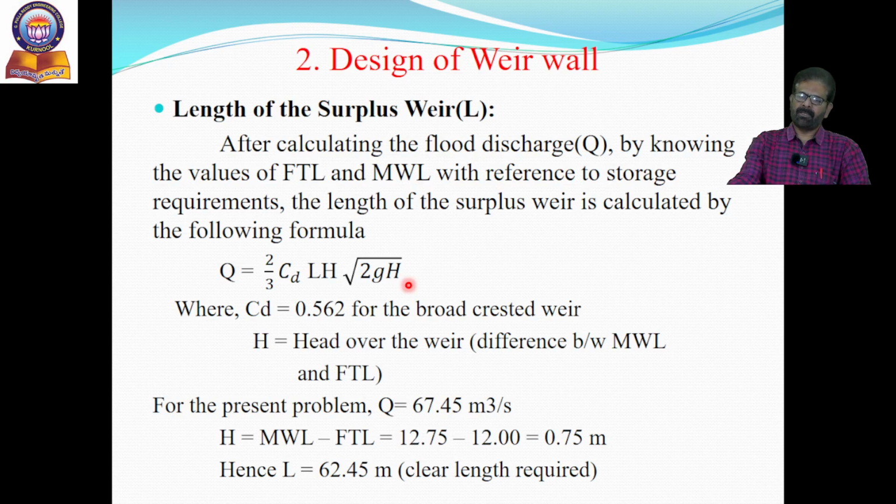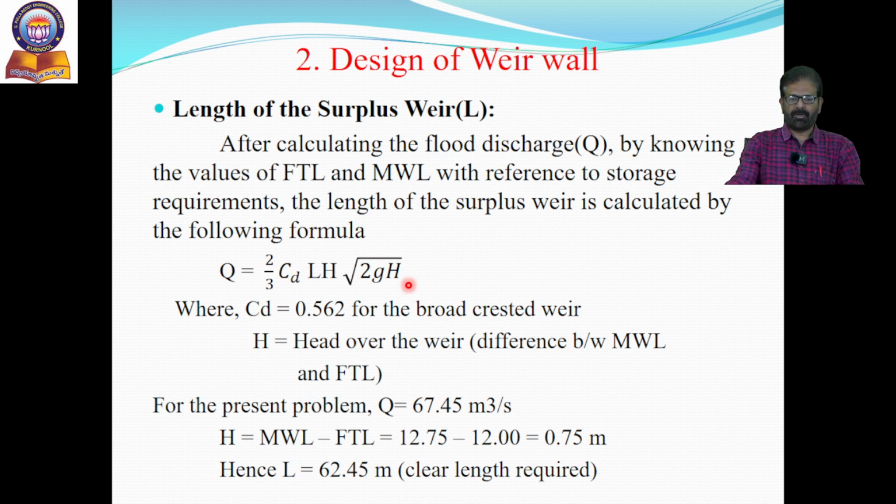So the head over the crest of the weir is capital H. That is simply the difference of maximum water level and full tank level. Therefore, for the present problem, as Q is calculated as 67.45 cumecs and MWL and FTL are given as 12.75 and 12 respectively, the head over the crest is 0.75 meters. 12.75 minus 12 is equal to 0.75 meter.